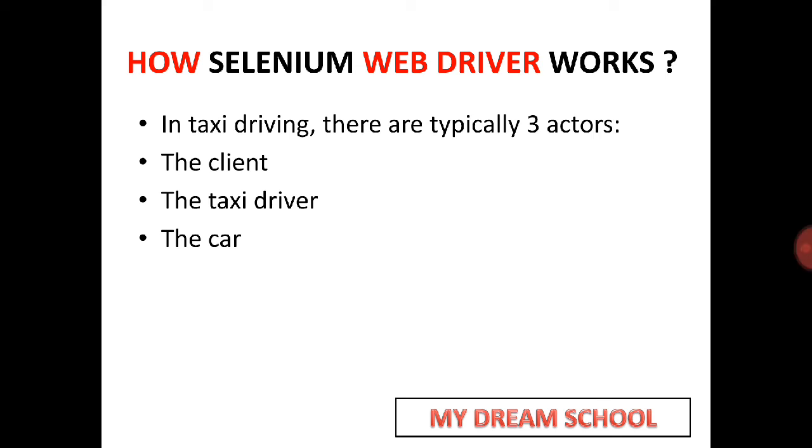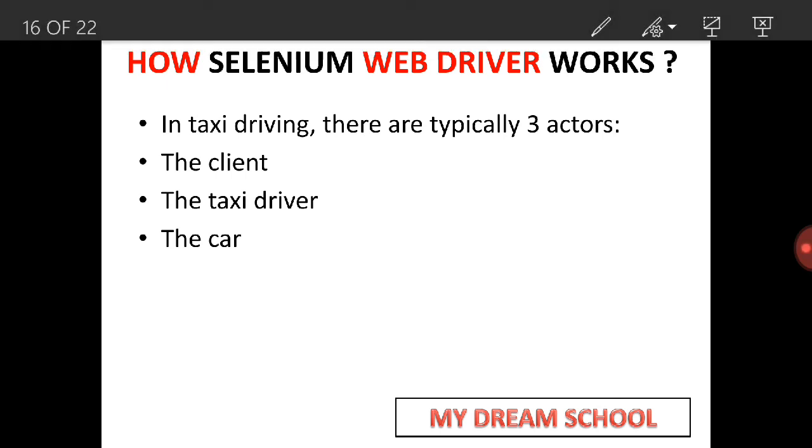So the taxi driver sends his own request to the car, and next the car executes the taxi driver's request. So what is happening here? The client gets to the destination through dialogues between the client and the taxi driver, and the taxi driver and the car. Simply we can say that the client gives instruction to the taxi driver, the taxi driver gives instruction to the car, and the car is going to execute the instruction given by the taxi driver. So this is a concept which is going to be used in Selenium WebDriver.